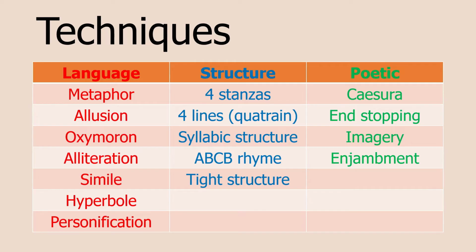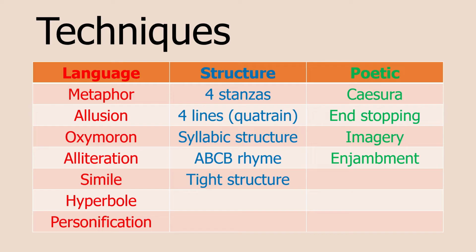Structurally, the poem is set out in 4 stanzas, and each stanza has 4 lines, and we can call this a quatrain. There is a syllabic structure. Lines 2 and 4 from each stanza have 5 syllables, whereas lines 1 and 3 have more, usually around 7 syllables. And there is a rhyme scheme, A, B, C, B, so that means lines 2 and 4 rhyme. And overall, this creates the effect of a tight structure, which I think mimics the tight, controlling, oppressive feeling that thoughts of death can have on people, such as the persona in the poem.